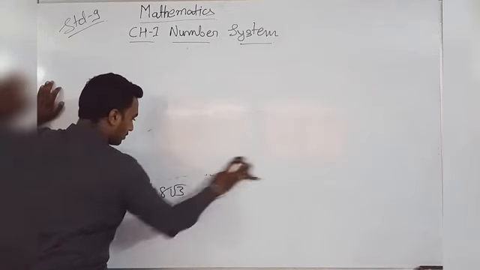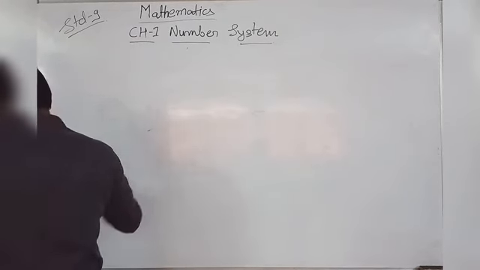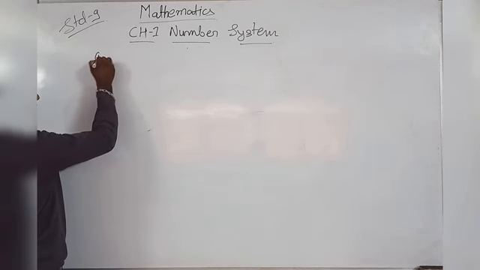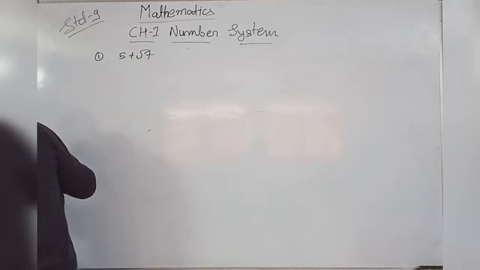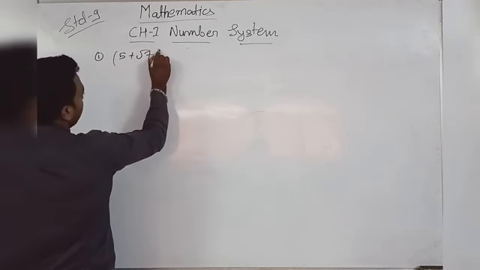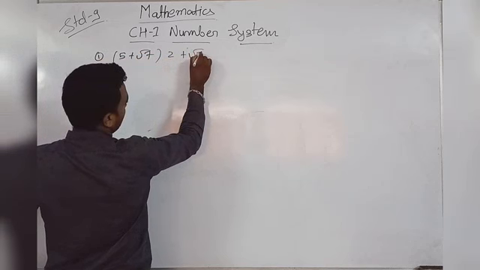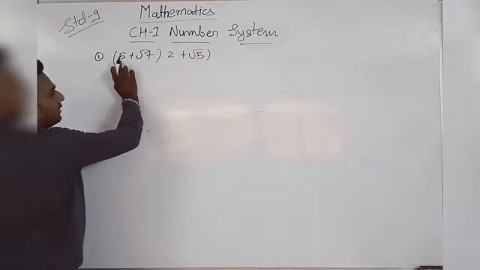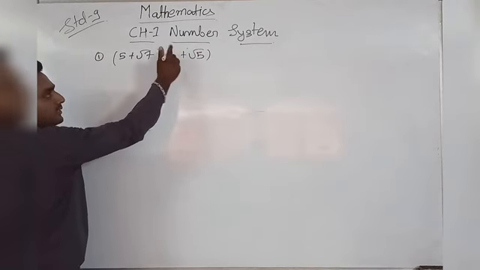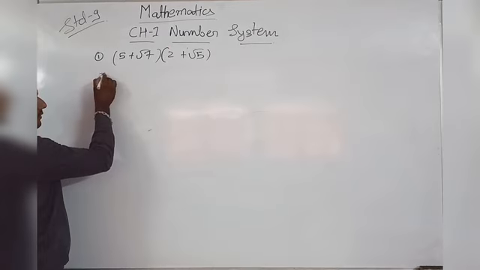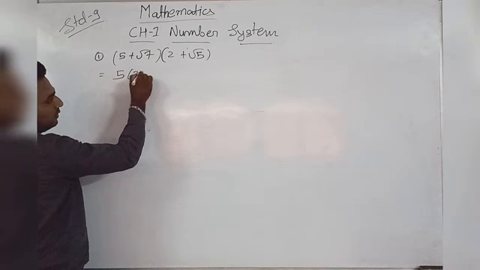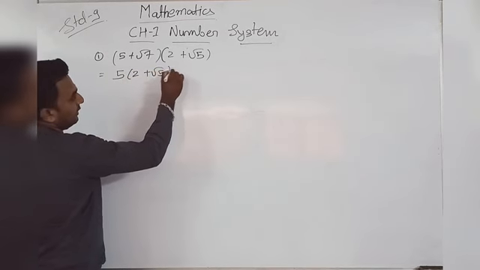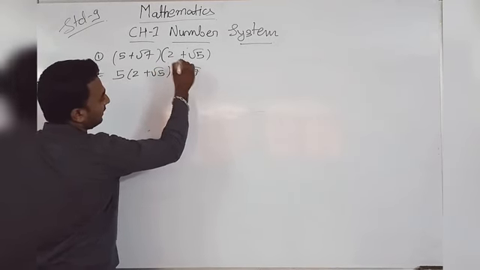Now your first question is (5 plus root 7) multiplied by (2 plus root 5). We know that this is the form (a plus b)(c plus d). So we have to multiply 5 with the whole bracket 2 plus root 5, and here plus root 7, again multiplied with the whole bracket 2 plus root 5.